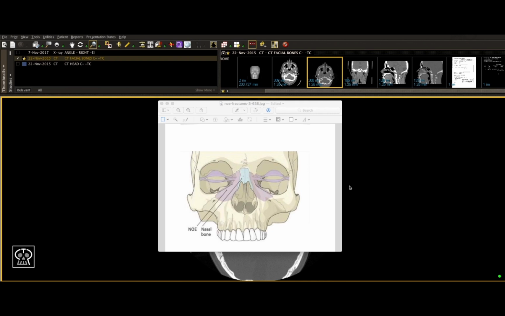When it comes to the naso-orbital ethmoidal fractures, force applied to the nasal bones can dissipate into your orbital and ethmoidal bones. This causes a pattern of fractures known as an NOE fracture, and this is what we'll be examining throughout this module.